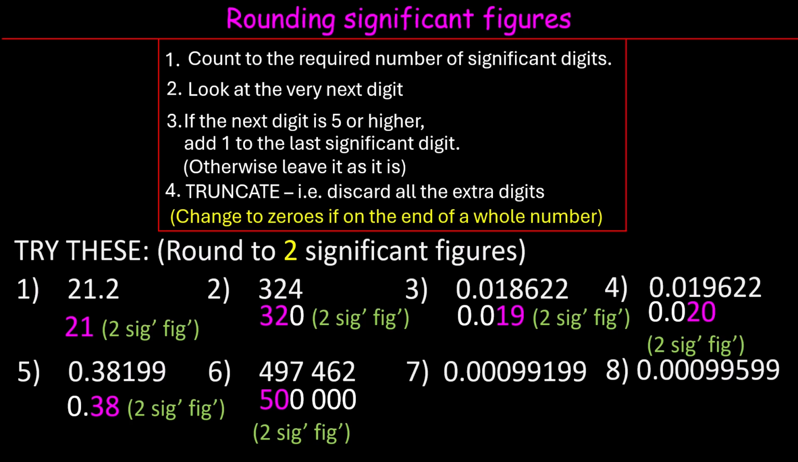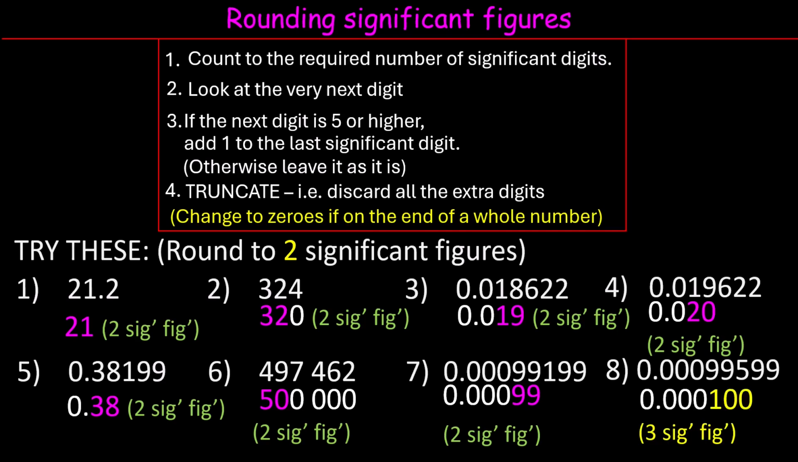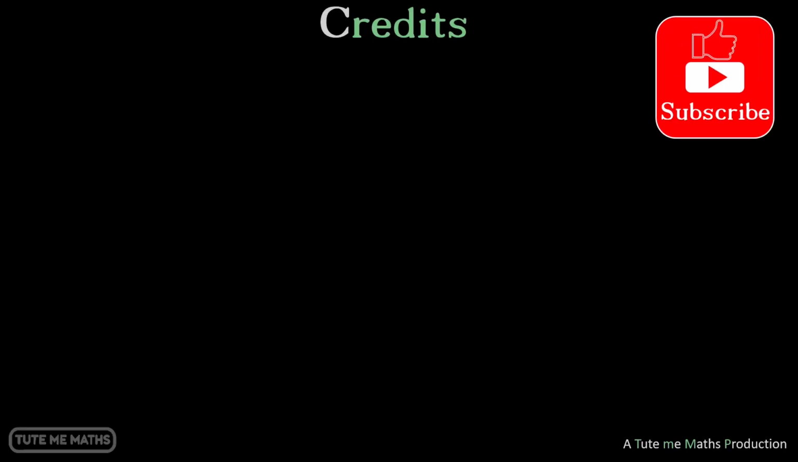Next, the first 2 9s are significant, followed only by a 1, so they remain as they are. And lastly, again with 2 9s, but this time followed by a 5. We need to think that 99 rounds up to 100. However, this gives us 3 significant figures. We only want 2, so we need to drop the extra 0 from the end of the decimal, giving our answer as 0.0010.